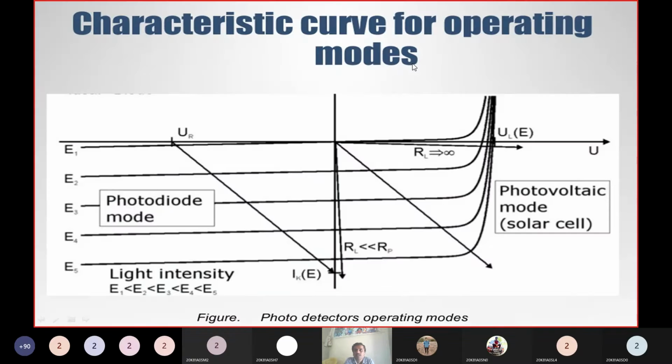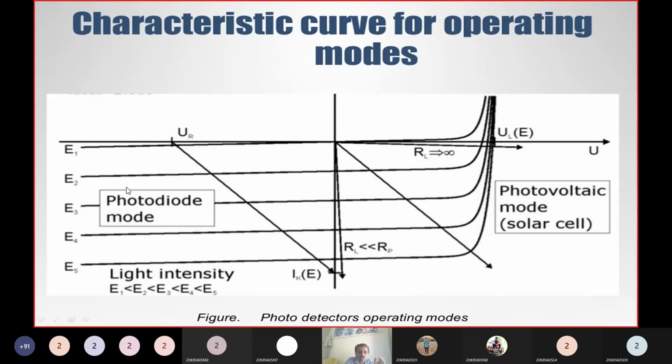Now, the characteristics for the operating modes. This is how the curve looks in photoconductive mode or photodiode mode. In the photodiode mode, the curve is the same as the reverse characteristics of a PN junction diode. See here, if the intensity is very low, the current will be like this. In reverse bias, the current becomes constant, which is the reverse saturation current.